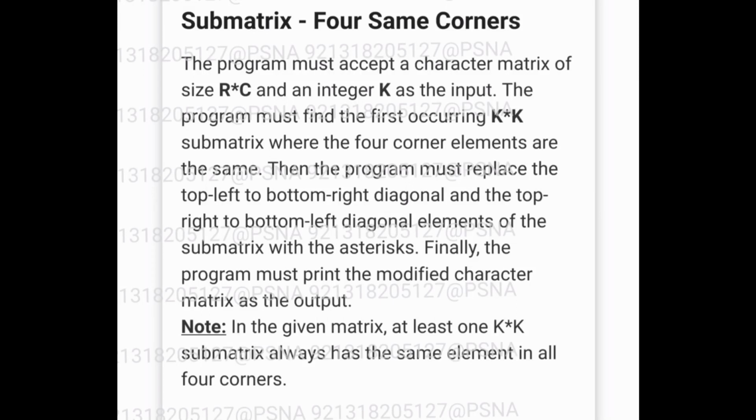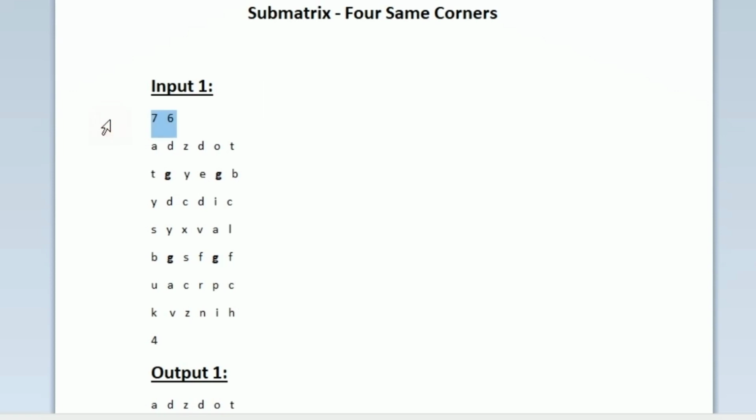This is the question asked in today's SkillTrack daily challenge. So in the first line of our input, we are given the values of R and C, and after that we are given an R cross C character matrix as input, and after the character matrix we are given the integer K as input.